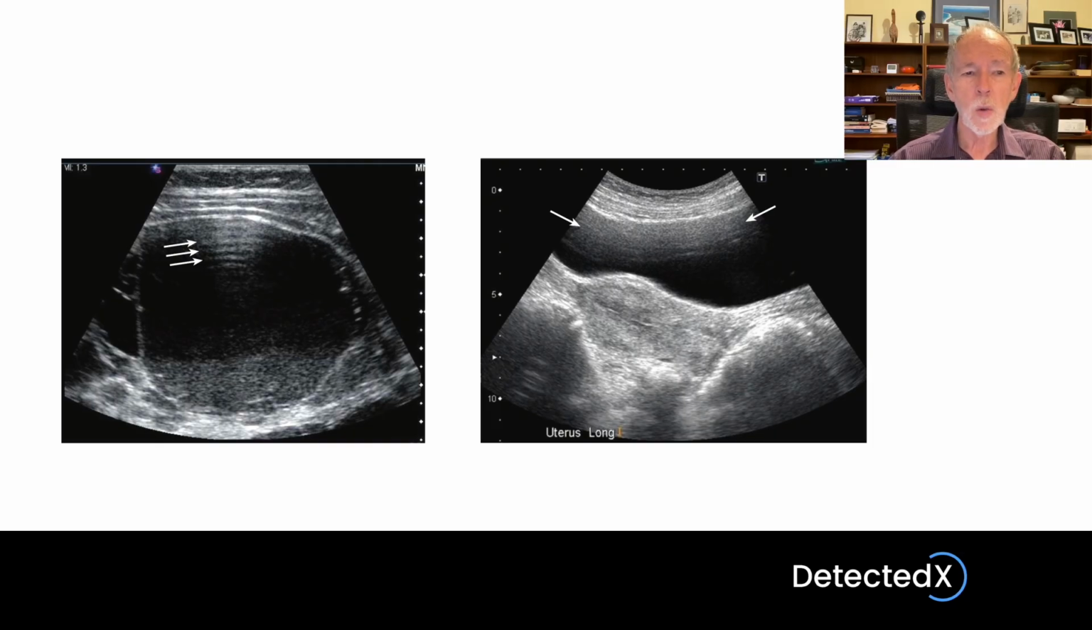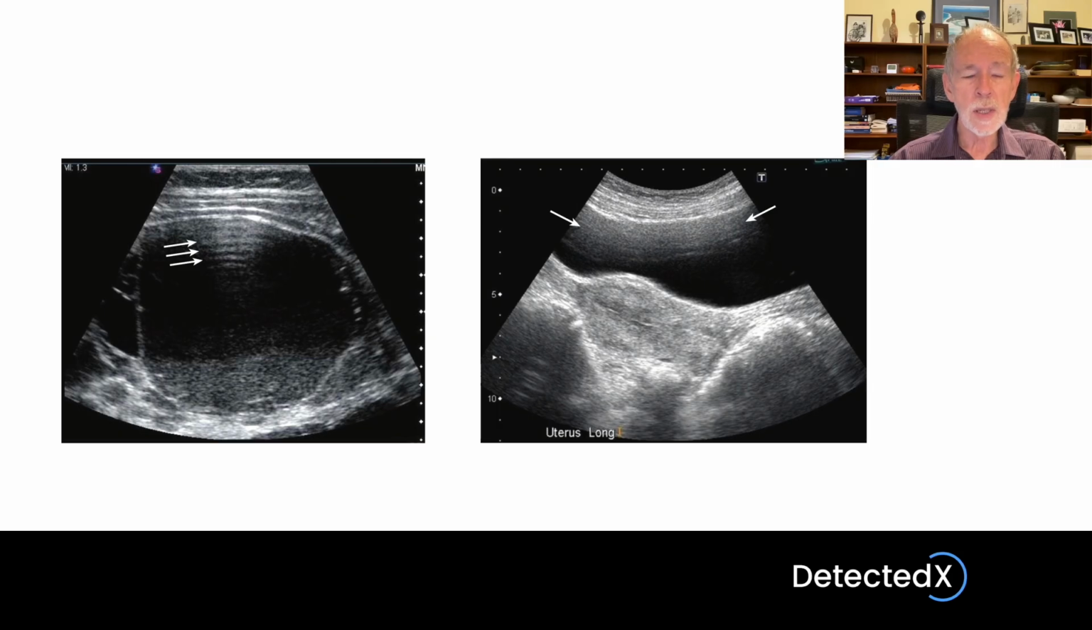On the left, we have a classic appearance of reverberation. We're looking at a full bladder, and you can see there are a series of parallel echoes which are highlighted by the arrows. These echoes are caused by reverberation within that series of parallel tissue interfaces which we can see between the bladder and the probe. So we get a series of parallel lines decreasing in intensity.